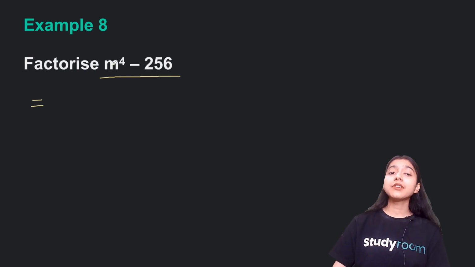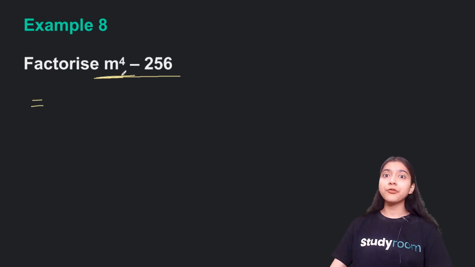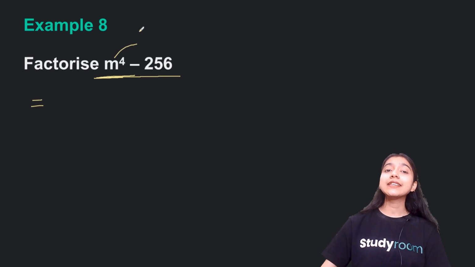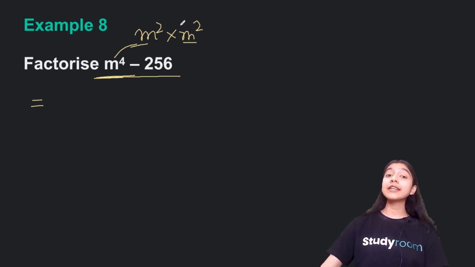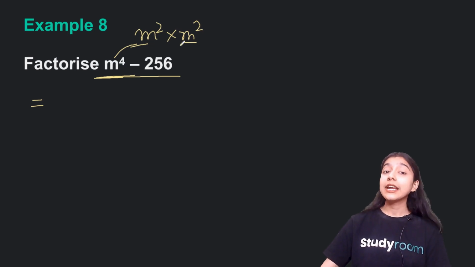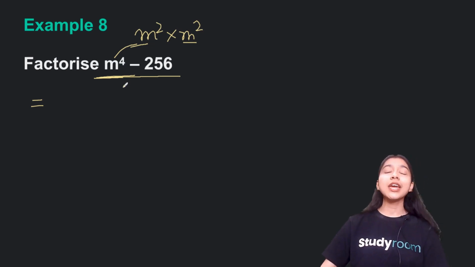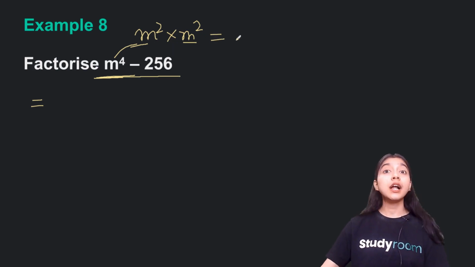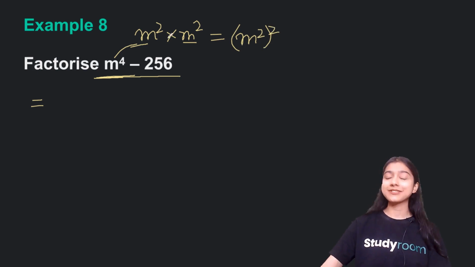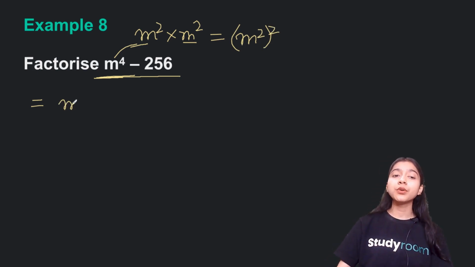Now, how can we write m to the power 4 in the form of a perfect square? We can break this m to the power 4 as m square multiplied with m square, because we have read in exponents that when bases are same and they are multiplied, their powers are added. That means it will ultimately give us m to the power 4. So m to the power 4 can be written as m square multiplied with m square, which ultimately can be written as m square whole square, isn't it? So we'll be writing m to the power 4 as m square whole square.